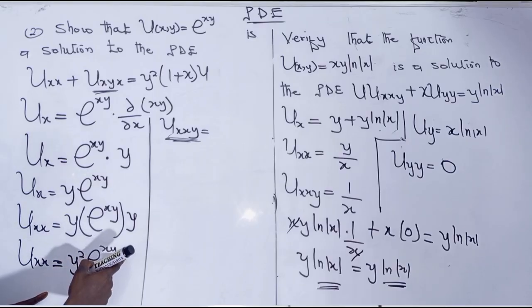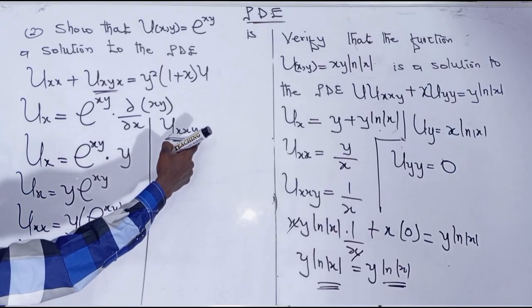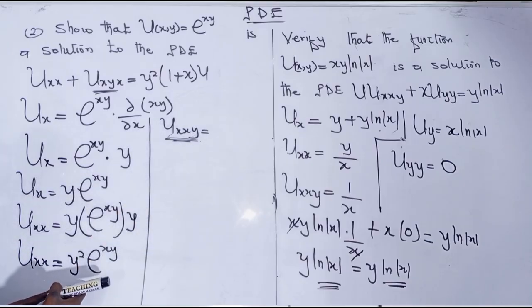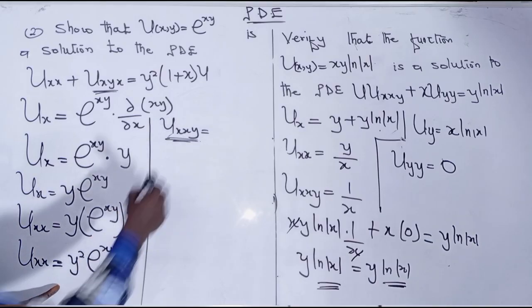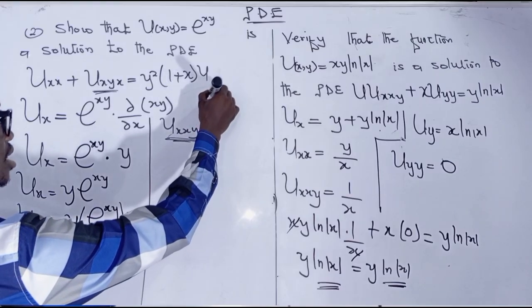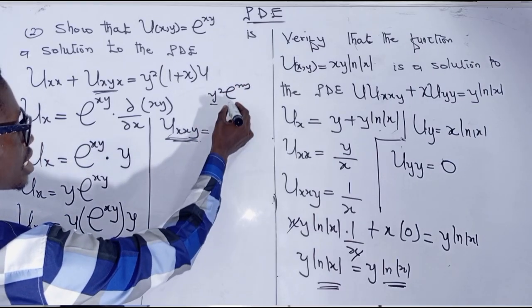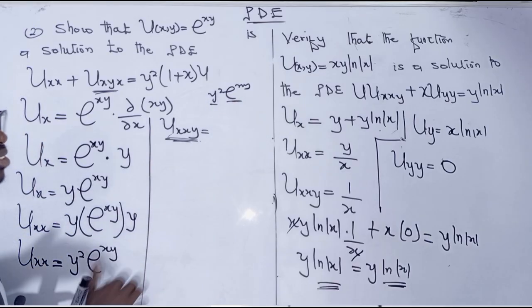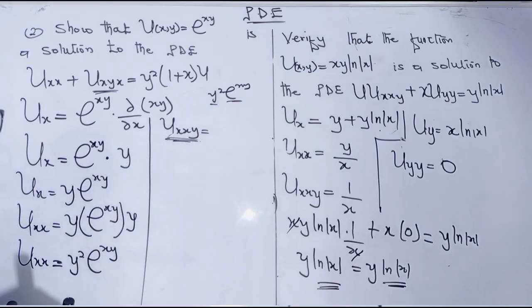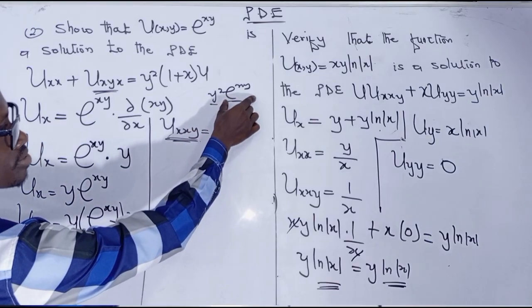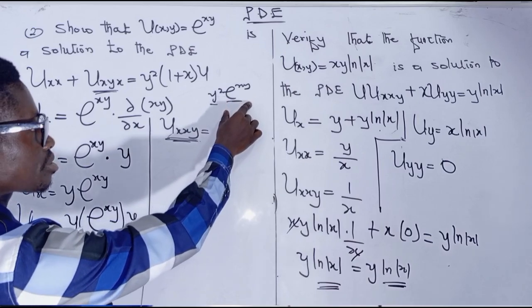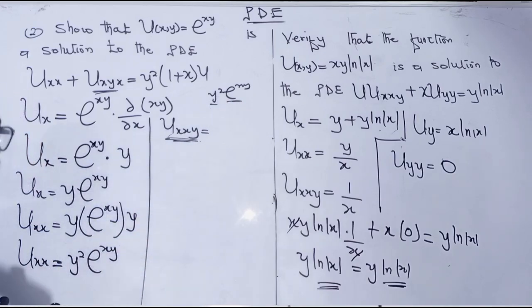We are differentiating e^(xy) with respect to y, so we are to apply the product rule. Let me write the function here: y squared e^(xy). This is a function of y, and this is a function of x and y. So we are going to treat this with the product rule. We keep the first function, we differentiate the second function, then we continue from there.